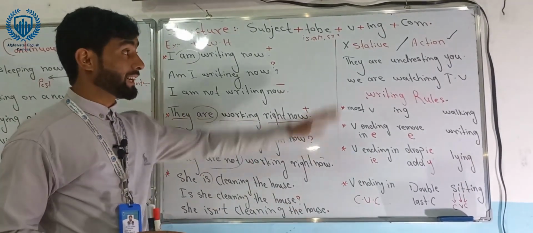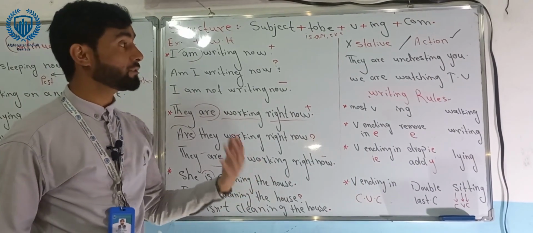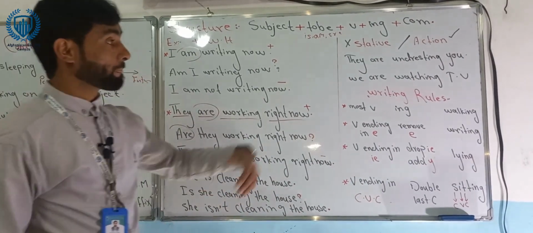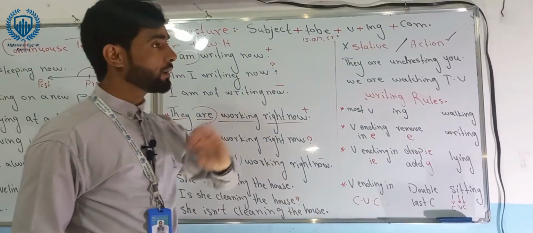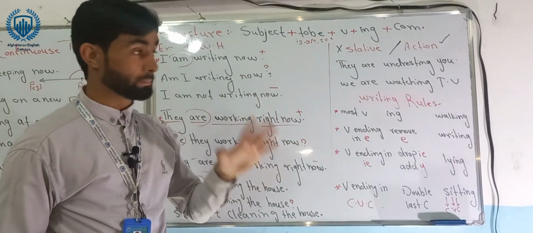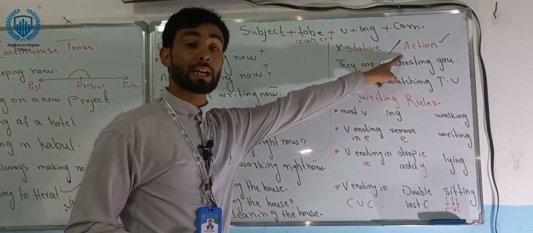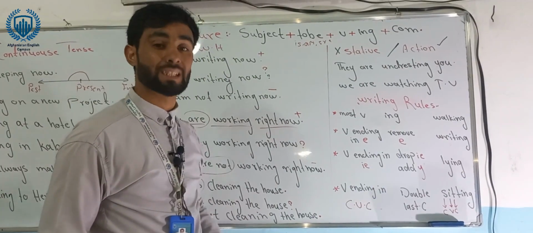We talk about stative verbs and action verbs, or we also call it state verbs and action verbs. So in all continuous tenses, this is the rule. Remember this rule, it's an important rule about continuous tenses. In the continuous tenses, we use only action verbs. We cannot use stative verbs.